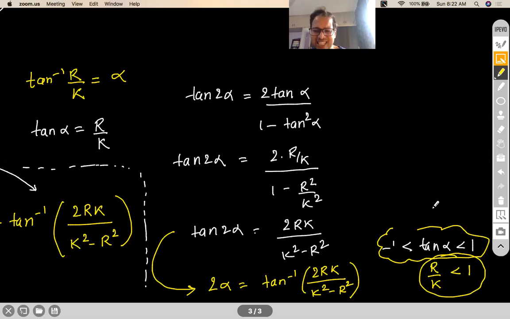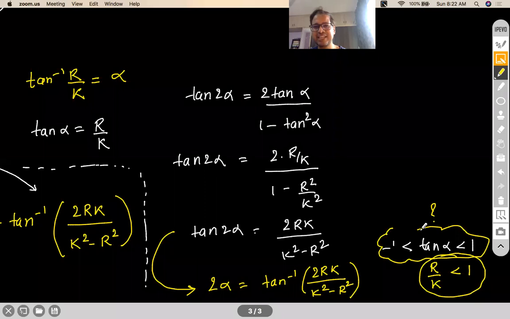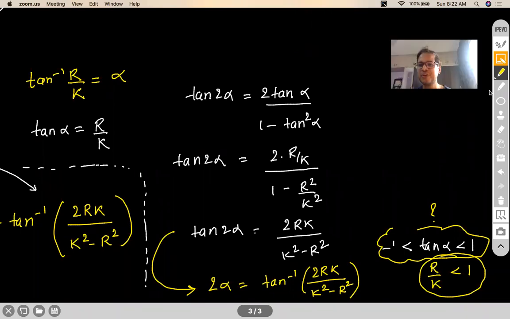Now, how does this condition come? As of now, I have not taught this to you in inverse trigonometry. Wait for Thursday's class for Rajaji Nagar and others. Please wait for Friday's class for this to happen. Anyways, moving on.